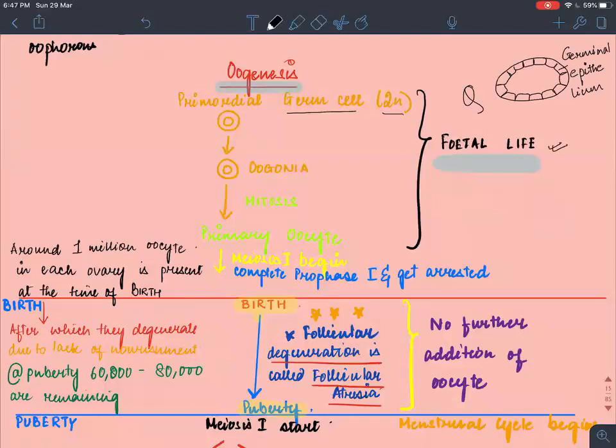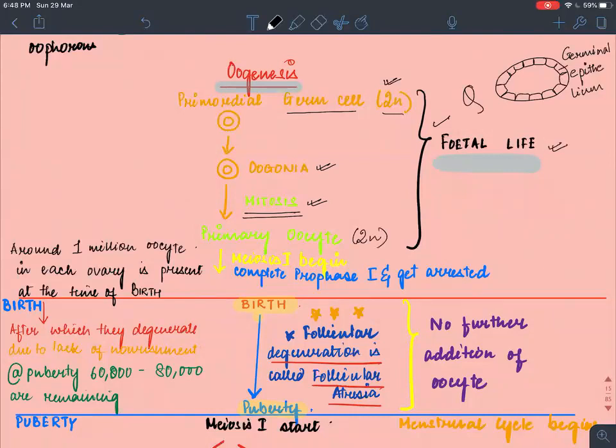Now, this germinal epithelium gives rise to a germ cell which is diploid or 2N, and this development or division by mitosis starts in fetal life. So primordial germ cell gives rise to oogonia, which enters into the process of mitosis, and by the process of mitosis it gets converted into again a diploid cell called the primary oocyte.